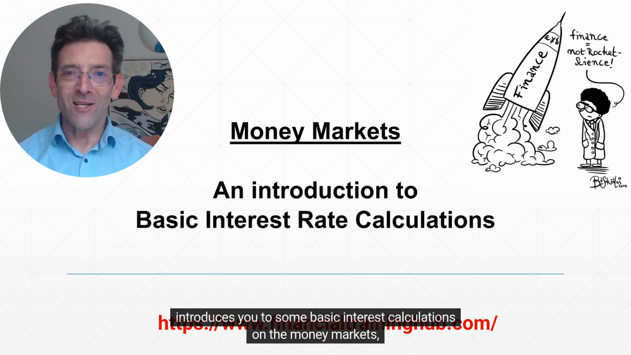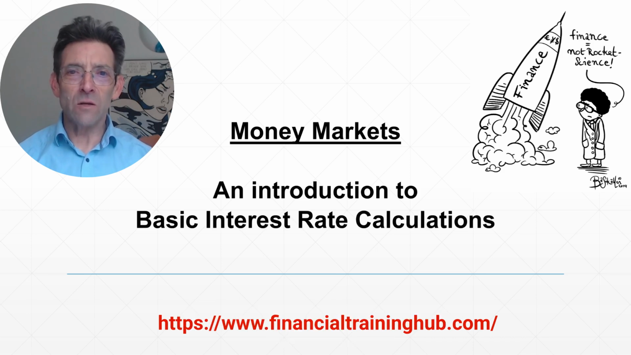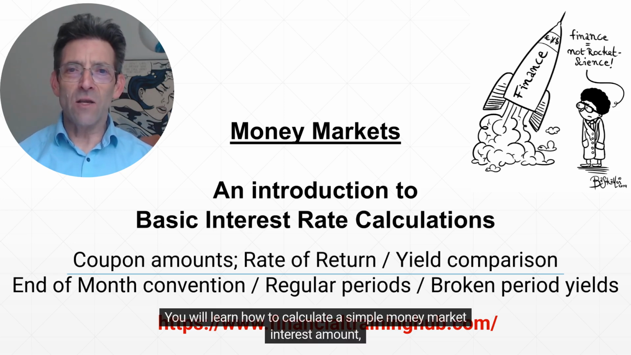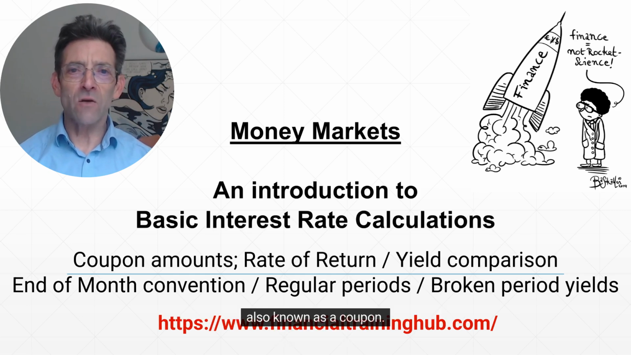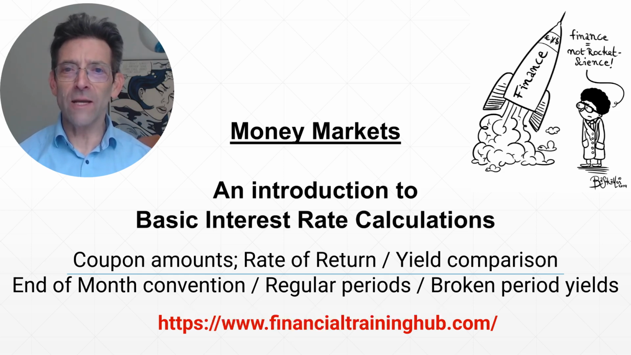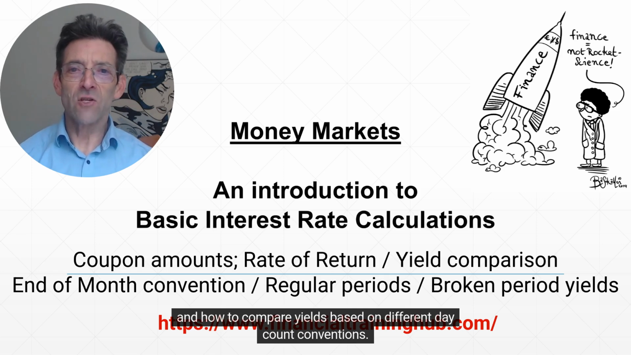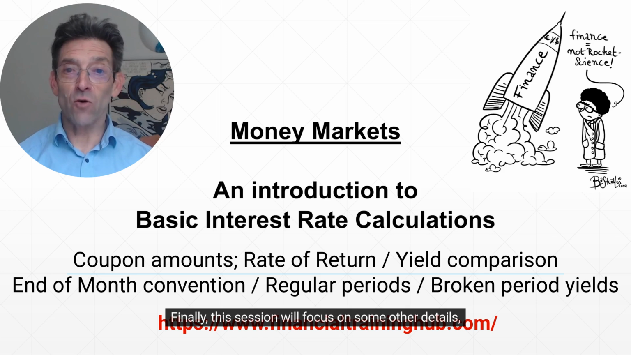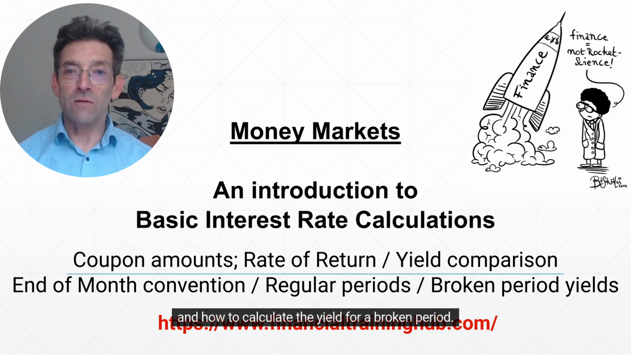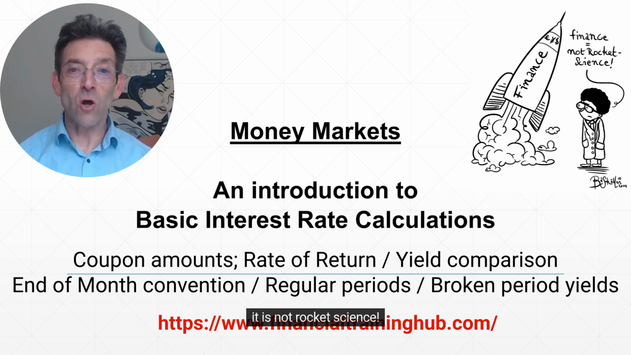This short video introduces you to some basic interest calculations on the money markets, the financial market where short-term investments and loans are concluded. To participate, you only need basic skills in mathematics. You will learn how to calculate a simple money market interest amount, also known as a coupon. Next, you will be introduced to calculate a rate of return and how to compare yields based on different day count conventions. Finally, this session will focus on some other details, such as the end-of-month convention, regular periods, and how to calculate the yield for a broken period. Don't hesitate, it is not rocket science.